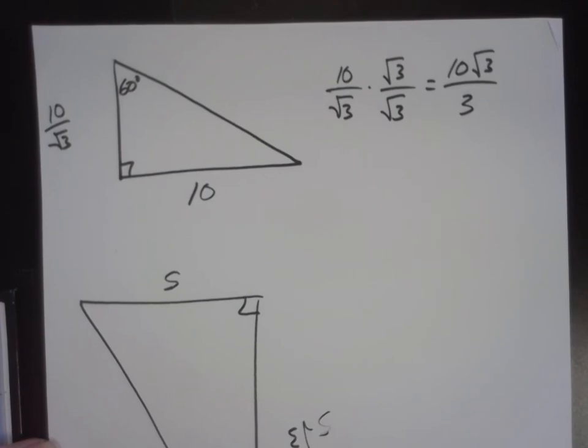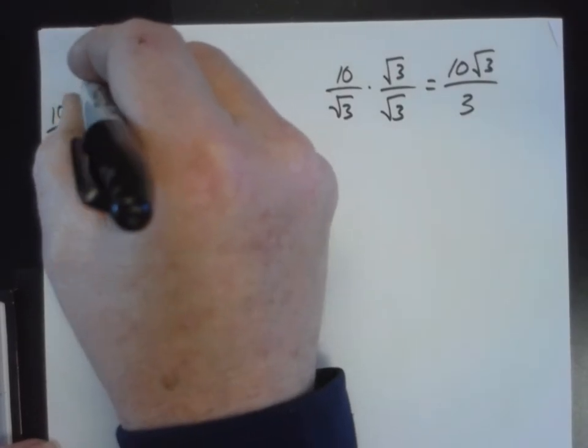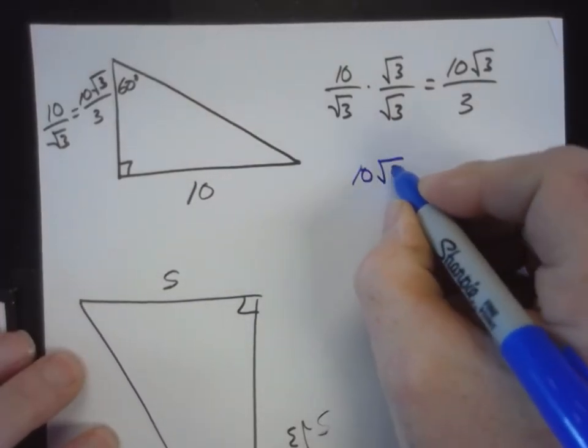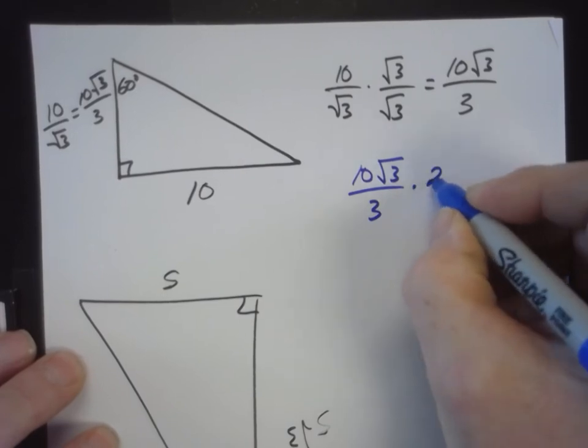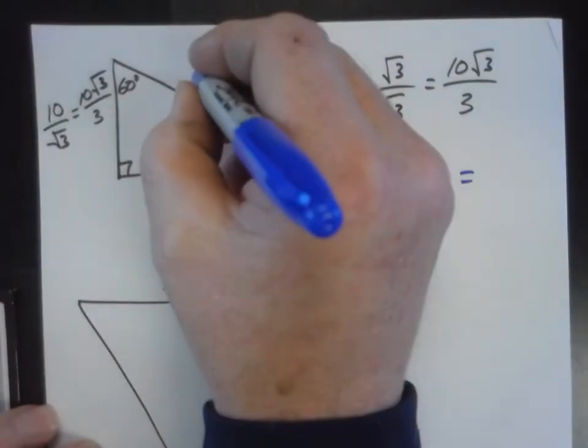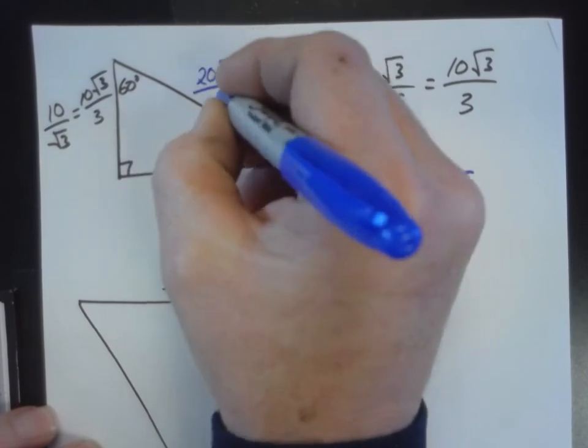Okay, so this is going to be 10 radical 3 over 3. 10 radical 3 over 3. That's the short leg. And then this is going to be a little bit weird for you. What's the hypotenuse going to be? How do we double that? How do we take 10 radical 3 over 3 and double it? Who's going to be brave? Say it really loud. No one has an idea? What? Oh, 20 radical 3. Yeah, it's just double.